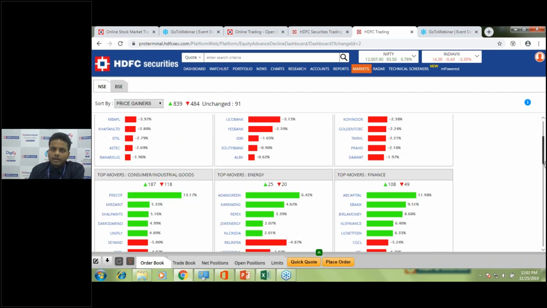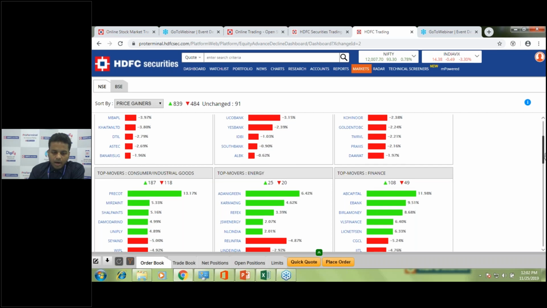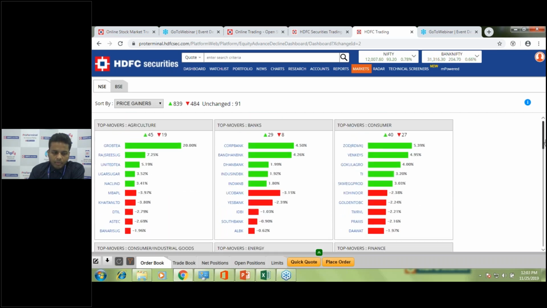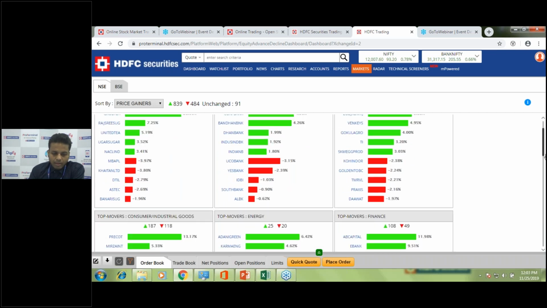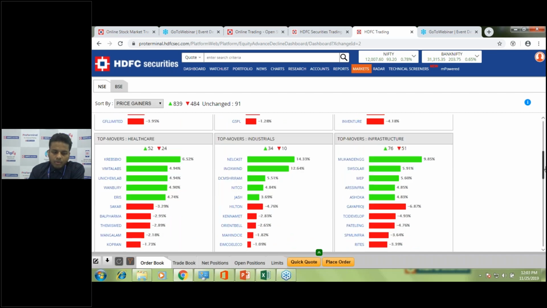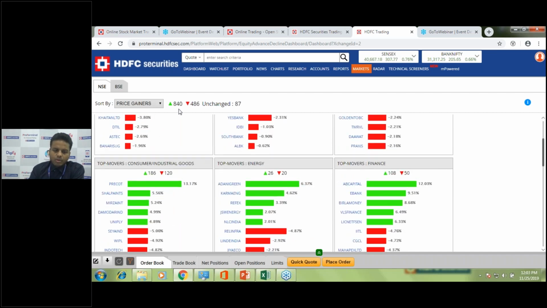So just like we have seen our heat map, over here you can see the top movers from different sectors. You can see from the agriculture sector, banking sector, consumer, finance, and the rest of the other sectors also. And at the top of it, you can see the overall gainers and losers. So out of the overall market in NSE, 840 stocks, what you can see right up at the top, 840 stocks are trading in a bullish trend, whereas 486 stocks are trading in a bearish way. I mean, trading below their previous closing price, and 87 stocks are trading almost unchanged, just around their previous closing. So this will give you an idea of what the scenario is in the overall market.